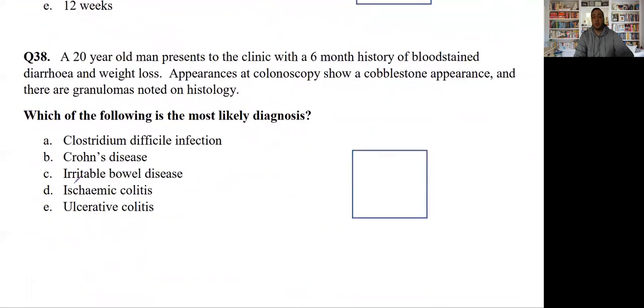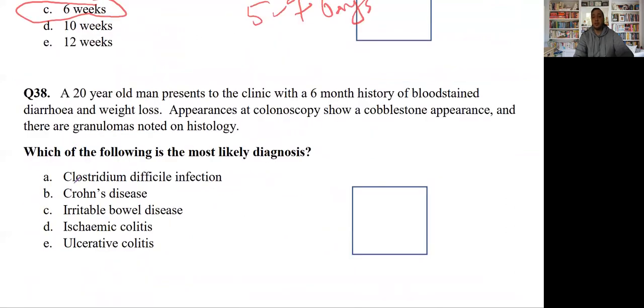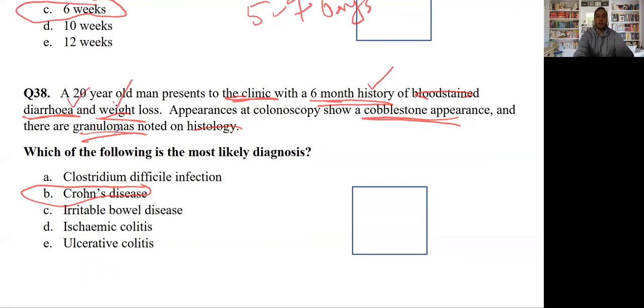Question 38. A 20-year-old man presented to the clinic with a 6-month history of blood-stained diarrhea. So here we have chronic bloody diarrhea and weight loss. The colonoscopy shows a cobblestone appearance, and there is a granuloma noted in the histology. This is very typical for inflammatory bowel disease, Crohn's disease. These are the keywords here: chronic bloody diarrhea, weight loss, cobblestone appearance, and granuloma.